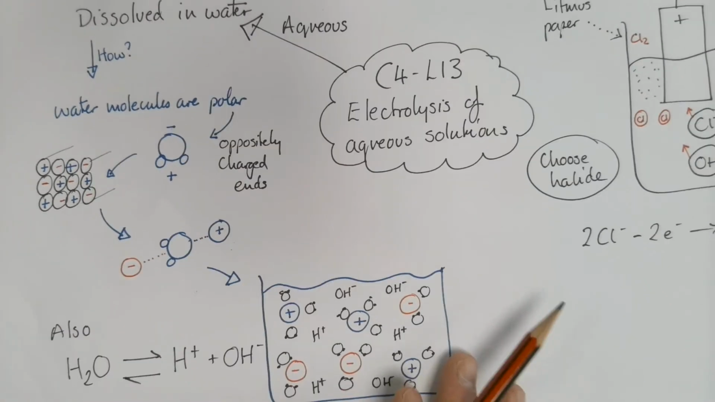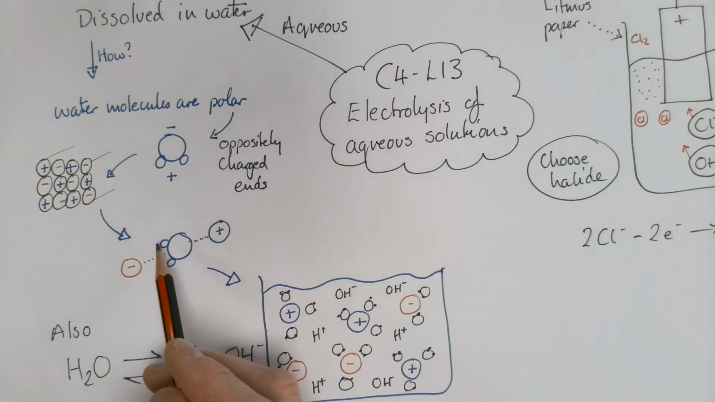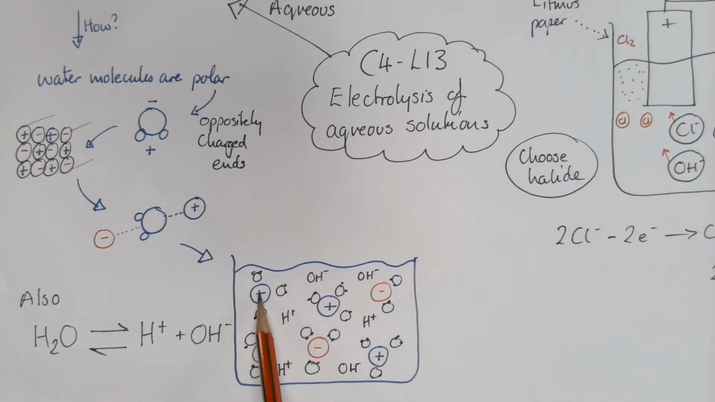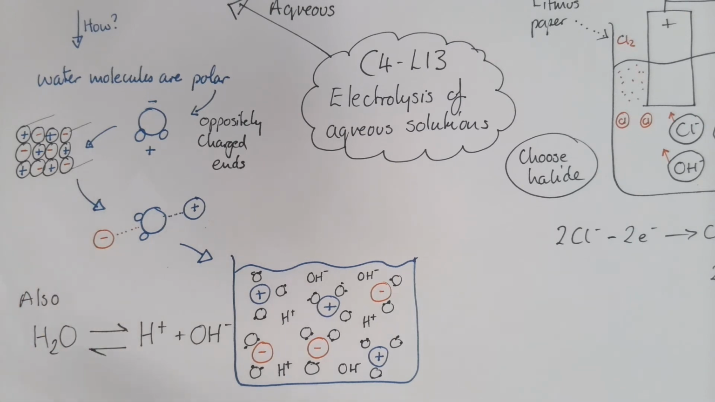They do this because they've got their positive ends and negative ends, just like we've shown here. And when we see this inside a container, we'll see that all of the positive ions are surrounded by the negative parts of a water molecule, and all the negative ions over here are surrounded by the positive side of the water molecules. So it pulls apart, breaks apart, and dissolves an ionic compound made of positive and negative ions.